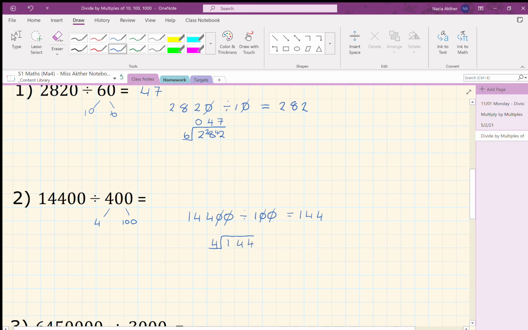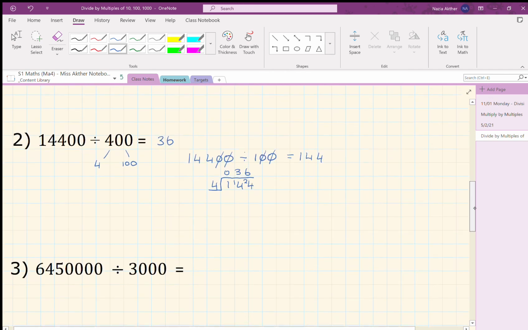We look at how many times 4 goes into 1, and that's 0, and we're left with remainder 1. 4 goes into 14 3 times, because 4 times 3 is 12, and we're left with remainder 2. So we carry the 2 over to make this 24. And then 4 goes into 24 6 times. So we have got 36 as our answer. So 14,400 divided by 400 is 36.